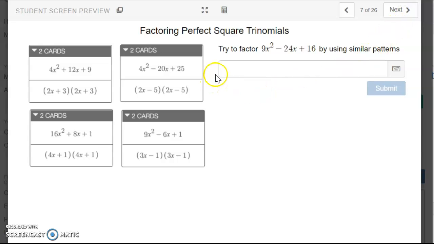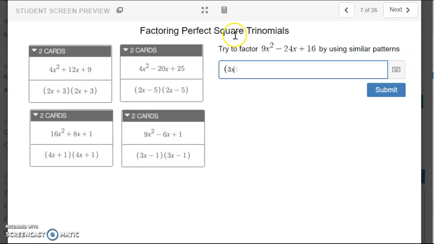Okay, now factoring the perfect square trinomial. Try to factor 9x squared minus 24x plus 16 by the similar pattern. To do this, what is the square root of 9x squared? That's going to be 3x. What is the square root of 16? It's 4.